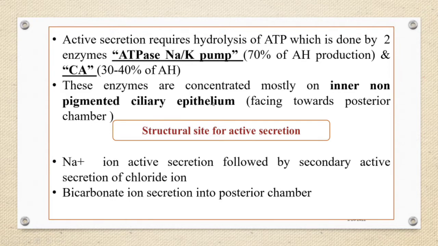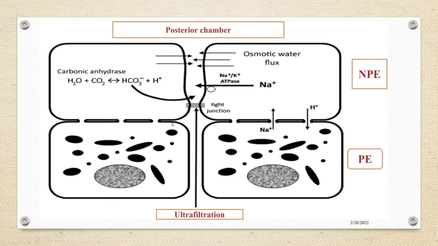As I already mentioned, the non-pigmented ciliary epithelium of the ciliary body is the structural site for the active secretion of aqueous humor. The sodium ions are secreted first, followed by secondary active secretion of chloride ions, and then the bicarbonate ions are secreted into the posterior chamber, which will make the high osmolarity. We can see all those mechanisms here: sodium, chloride and bicarbonate ions. They are coming to here.